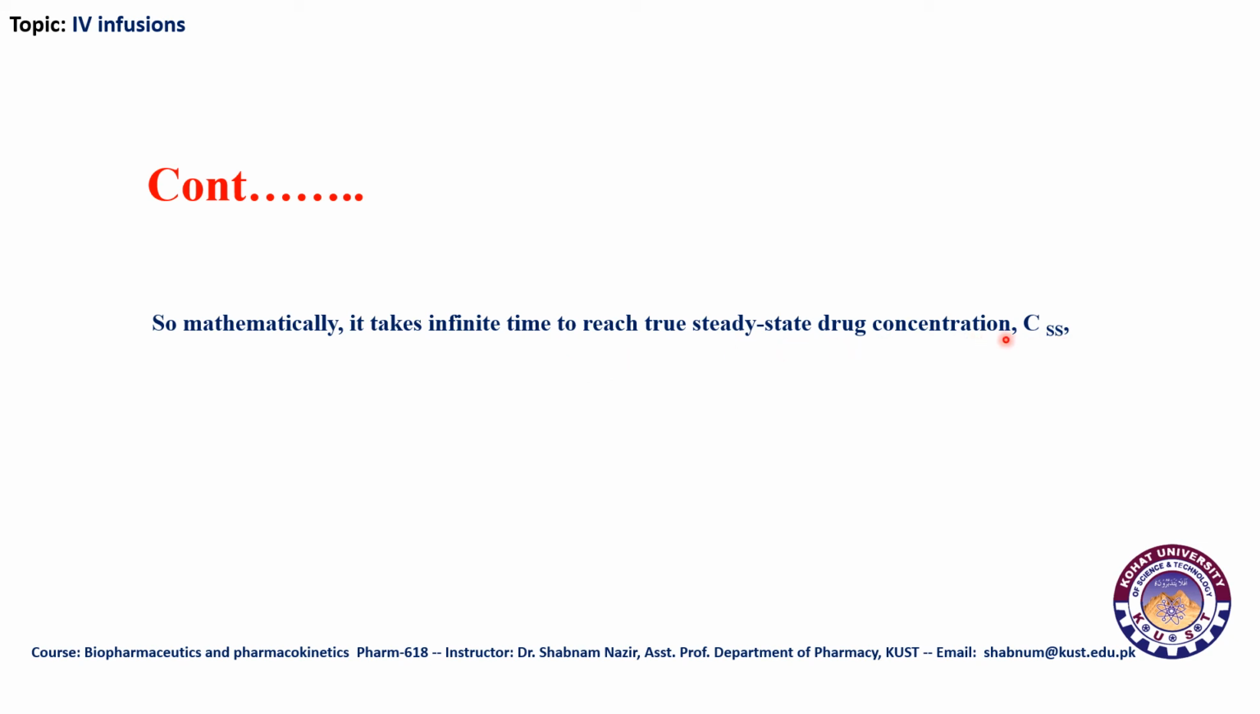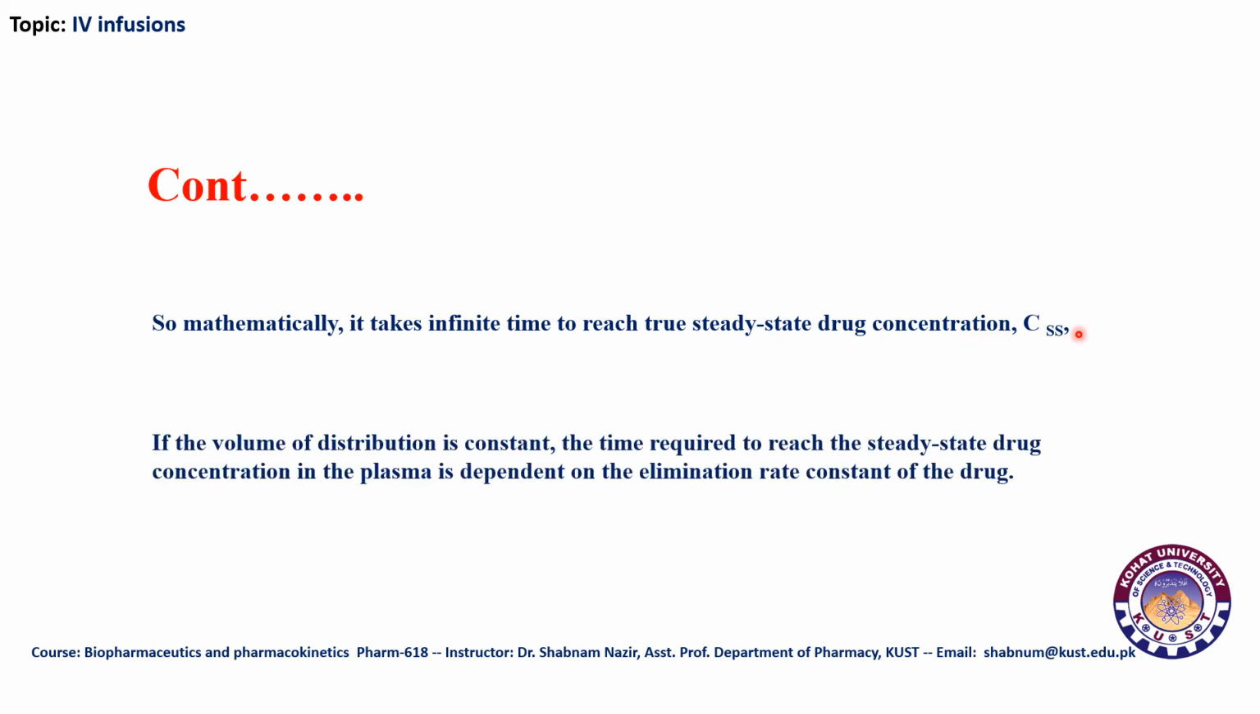That is the same thing being repeated again. So what we understand from that equation, which we finally get, is that steady state concentration is equal to either R divided by Vd times K, or it is equal to R divided by clearance. So if the volume of distribution is constant, the time required to reach steady state drug concentration in the plasma is dependent on the elimination rate constant of the drug.